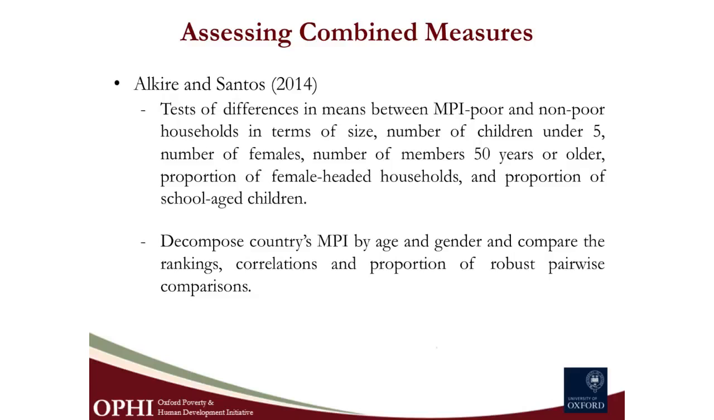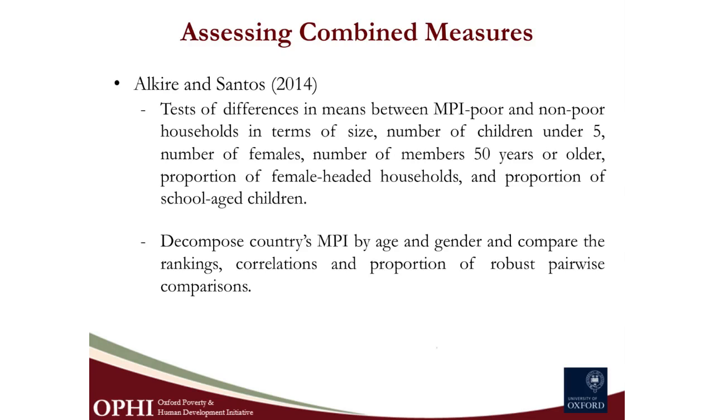And Sabina and Mariama have done that for the MPI. They made a series of tests to try to assess the impact of the household composition on the MPI. First of them, they tested the difference between the households that were MPI poor and the households that were non-MPI poor in terms of a series of demographic characteristics: the household size, the number of children under 5, number of females, number of members 50 years or older, proportion of female-headed households, proportion of school-age children. And they saw if there were differences.